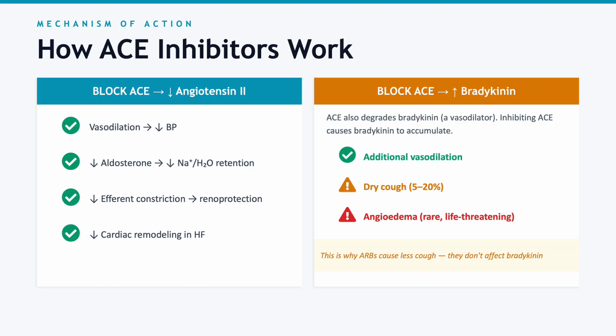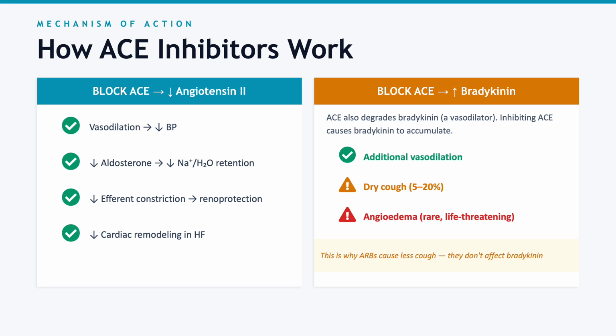ACE inhibitors competitively block the ACE enzyme, which prevents the conversion of angiotensin 1 to angiotensin 2. With less angiotensin 2 in the system, you get vasodilation, because the vasoconstrictor is reduced. Decreased aldosterone secretion, so the kidneys excrete more sodium and water, reducing blood volume. And reduced efferent arteriolar constriction in the kidney, which lowers glomerular filtration pressure. This is why ACE inhibitors are renal protective in diabetic nephropathy.